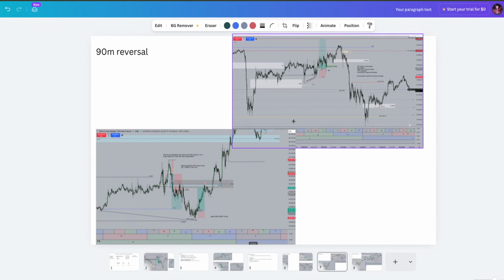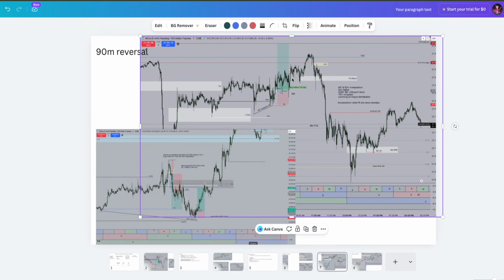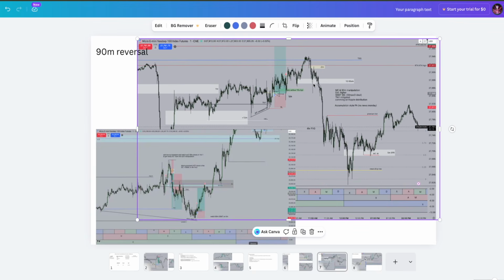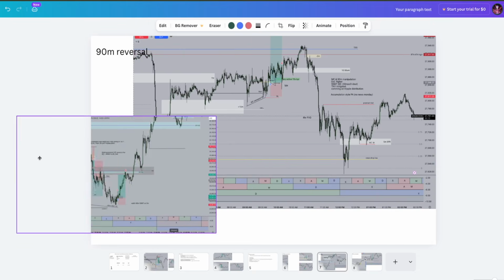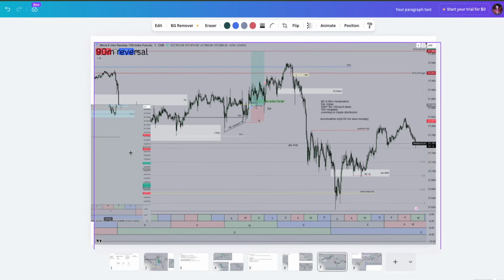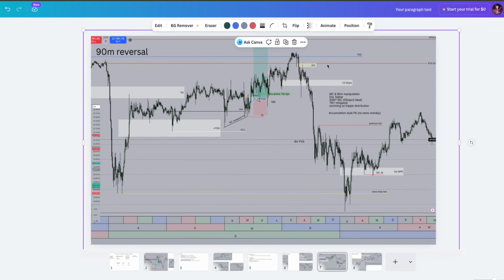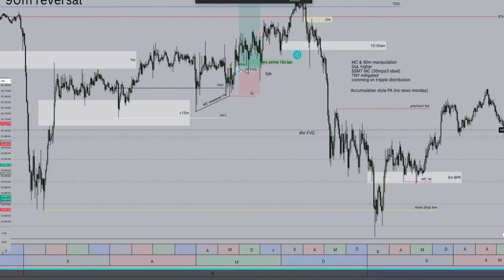Because I'll tell you right now, the 90-minute reversal is so simple. Just to go over it, 90-minute reversals, we're stalling until 10:30. You see right here, we created that IFVG with the 10:30 open price. If I can move this out of the way. Creating this IFVG with the 10:30 open price was our wick. We hit true day open. We had a late sell off. This is our 10:30 model.